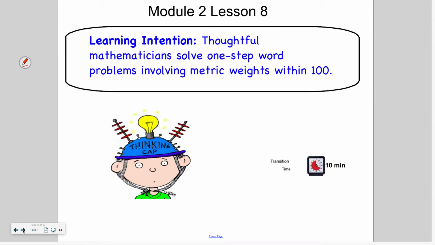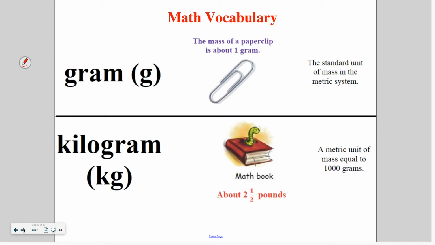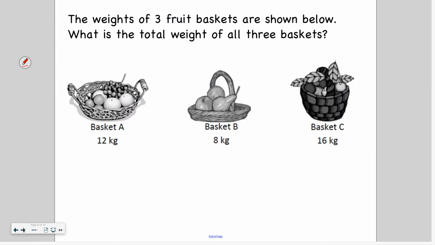All right, let's get into our learning intention. Thoughtful mathematicians solve one-step word problems involving metric weights within 100. So you can pause the video here to reread these vocabulary words that we've seen. And again, to read these other vocabulary words and refresh your memory. So I'm going to model this first problem to show you how to solve these word problems.